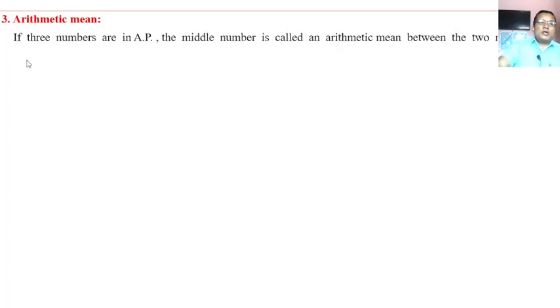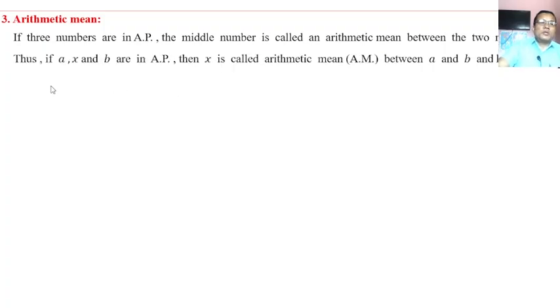Arithmetic mean. If three numbers are in AP, the middle number is called an arithmetic mean between the two numbers. Thus, if small a, small x and small b are in AP, then x is called an arithmetic mean (AM) between small a and small b, and hence x is equal to (a plus b) by 2, which results from the definition of AP. For example, 3, 6, 9 are in AP. So 6 is an AM between 3 and 9.